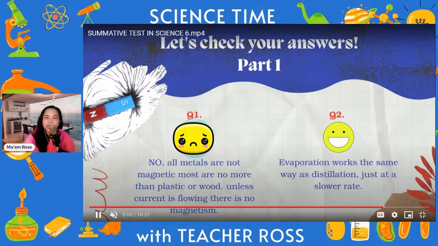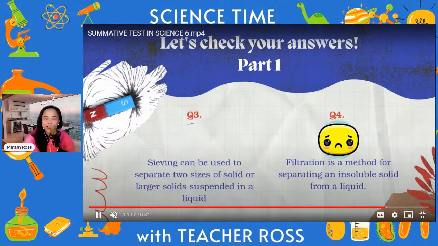Next, let's proceed with question number 3. Question number 3. All right. For question number 3, here it is. The answer is, there it is, a smiley face. The guide is sieving, can be used to separate two sizes of solid or larger solids suspended in a liquid.